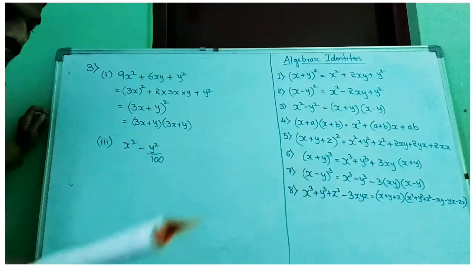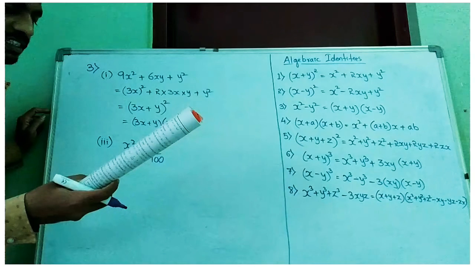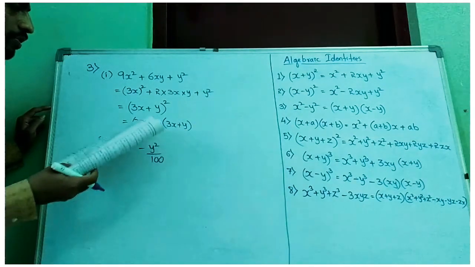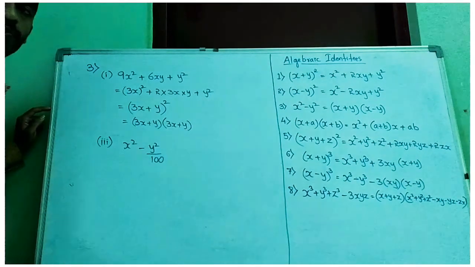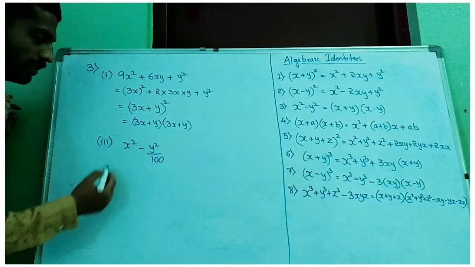So what they gave is to factorize the following using appropriate identities, as given in your textbook. Okay, so now we got the two factors. And the fourth one is for your practice. Third one, how to do?